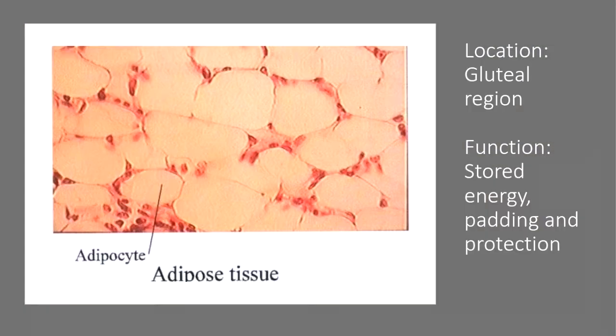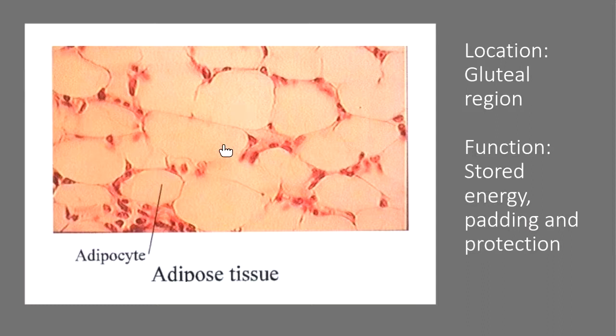Here's another form of loose or areolar connective tissue. This is adipose. See how loosely it is connected together. These are adipocytes, the adipose cells. You can see each has one big fat drop of triglycerides in it.